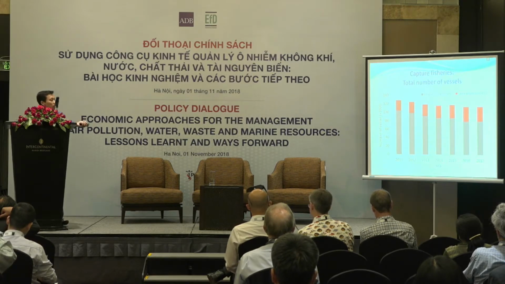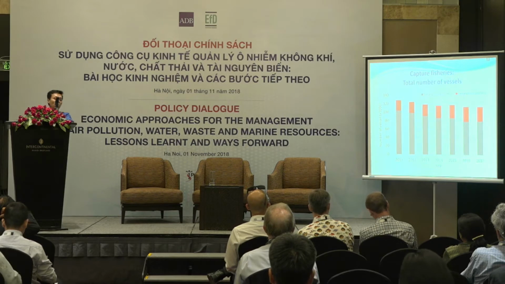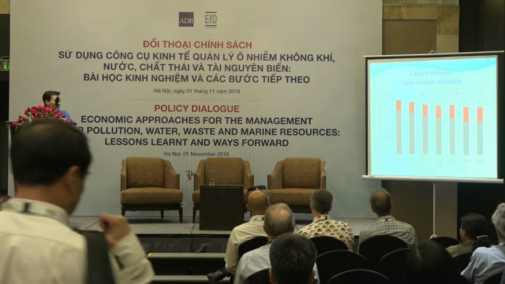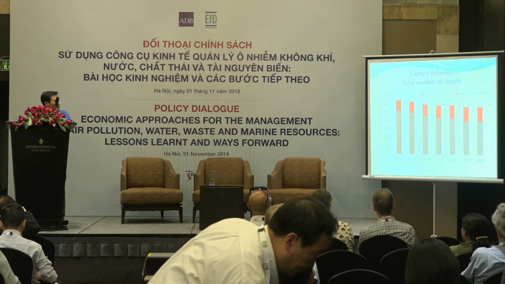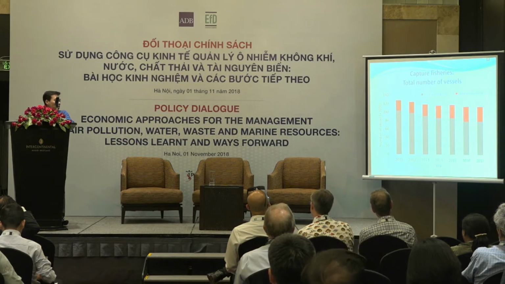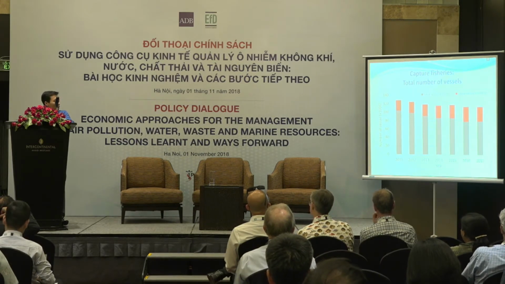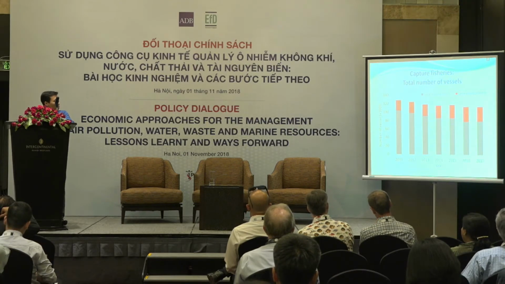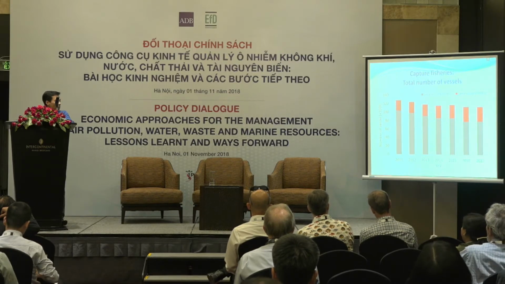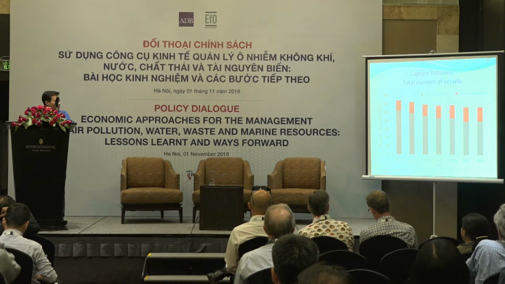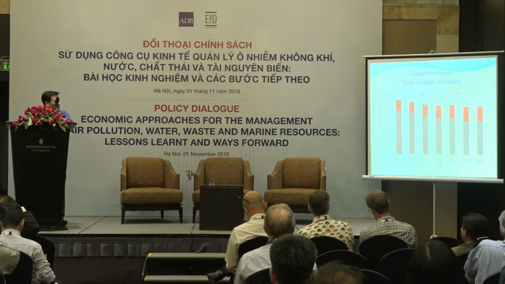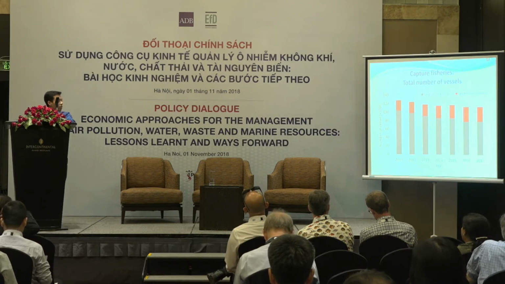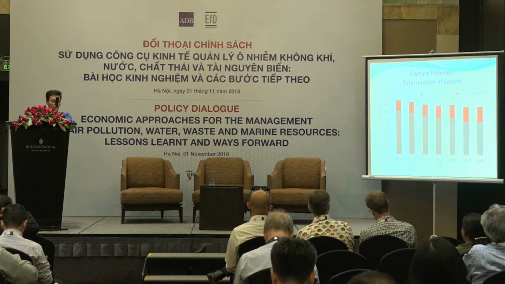And you can see there is a decrease in the total fishing fleet from 2011 to 2017. So now we have around 109,000 in total, small and large fishing vessels. But the small ones, you see, are decreasing, while the big ones are almost stable and sometimes increasing. So you can see here the big one, that's more than 90 horsepower.